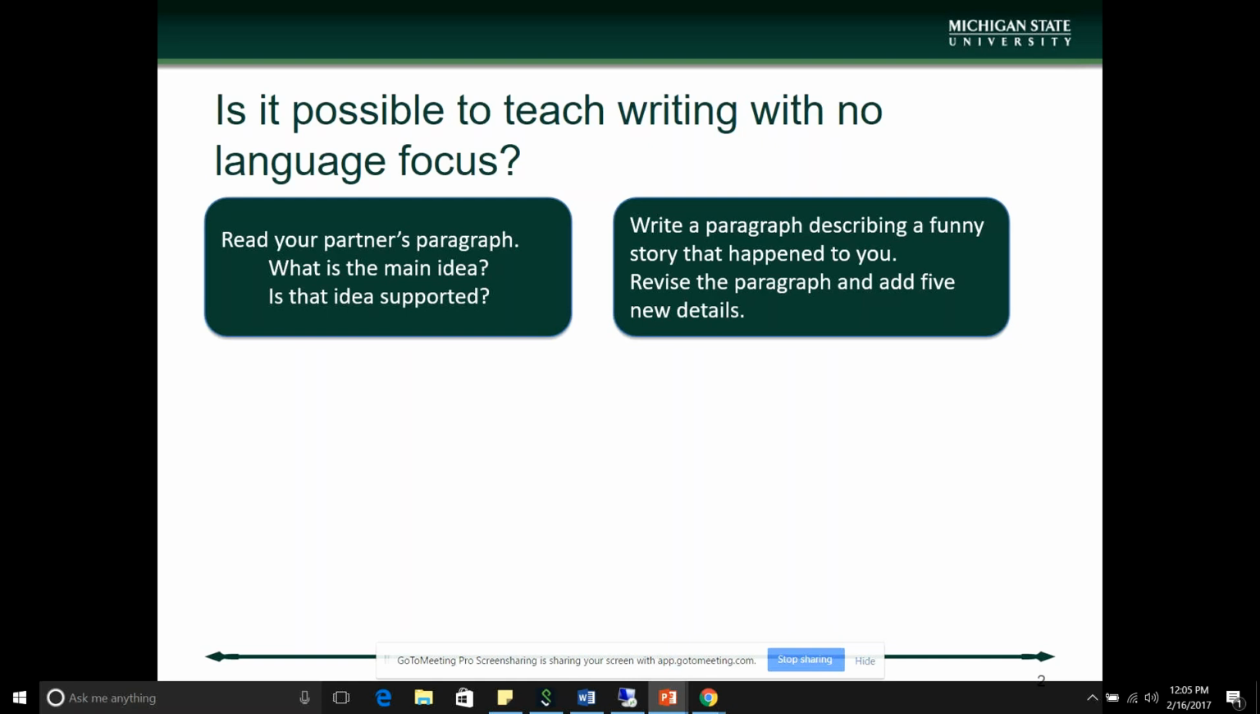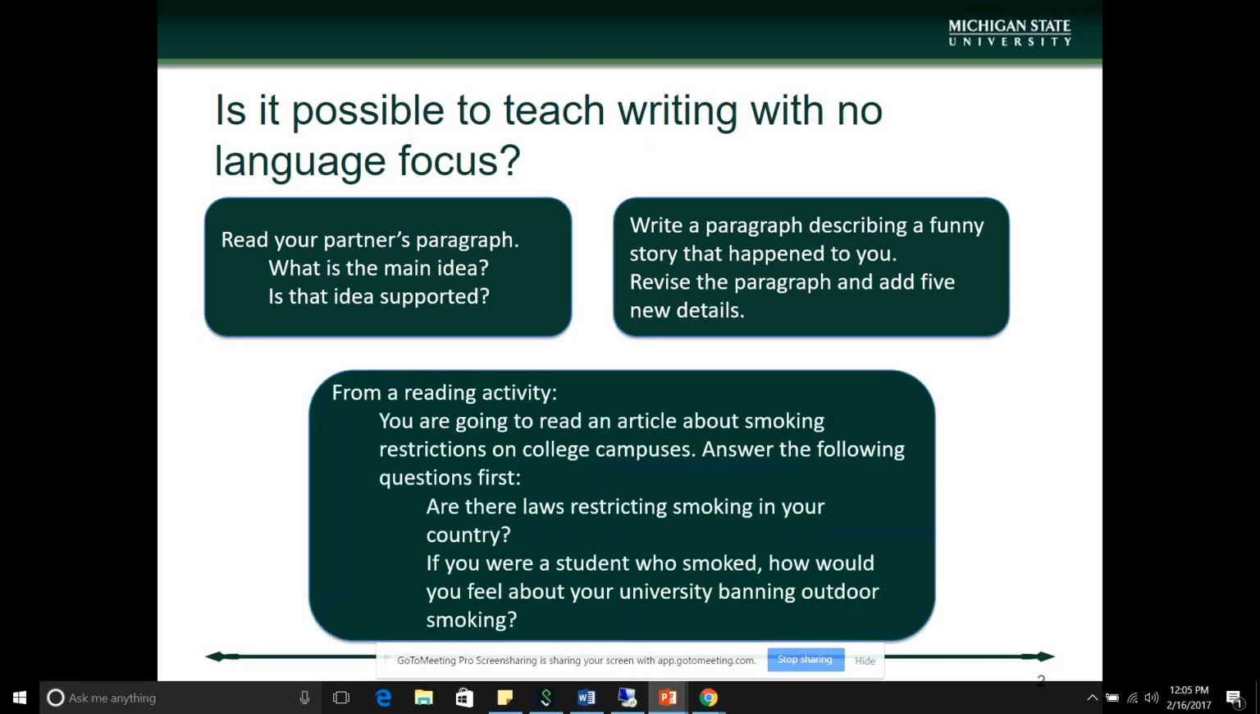These are perfectly fine writing activities. There's nothing wrong with them in any way. These are things a lot of us do when we're teaching writing. But you will see that there's no explicit attention drawn to language in either of these activities. Let me give you another example that I see in a lot of reading classes or when I'm observing pre-service teachers, something like this.